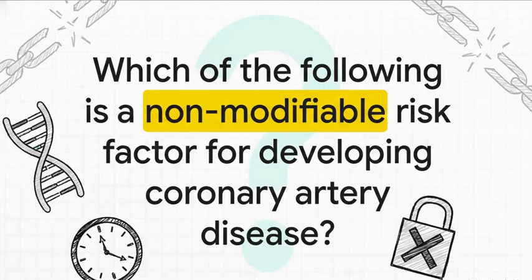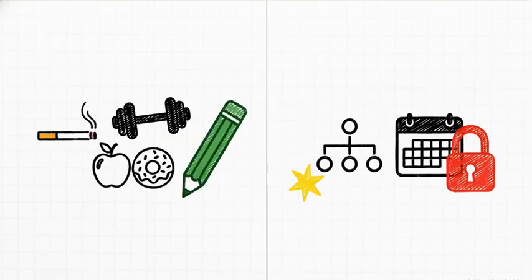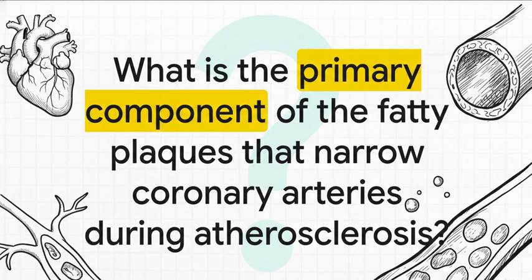Question number 2. Which of these is a non-modifiable risk factor? Which one can the patient not change? The correct answer is 3, family history. Remember, things like your family history, your age, and your gender are the things you can't do anything about. Smoking, lifestyle, and high cholesterol are all modifiable. They can be changed.